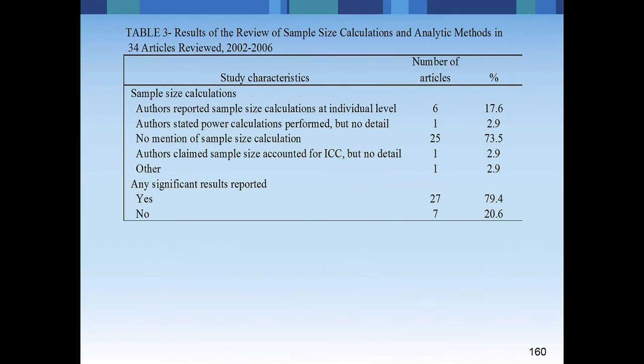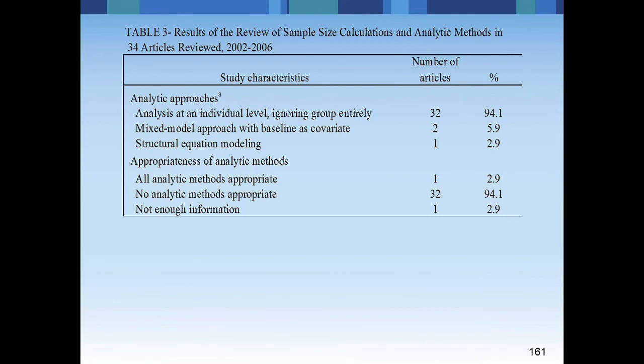Sample size calculations were reported at an individual level, and of course that's not an appropriate method, but that's how they were reported. In just under 20% of the studies, there was no mention of sample size calculations at all. In 73% of the studies, we didn't see any studies that reported sample size calculations done appropriately. I will note that 80% of these papers reported significant results, and I'm going to come back to that point in a moment. As we look at the analytic methods that were used, 94% reported analyses at an individual level, ignoring the group entirely. That is not an appropriate method for this kind of study.